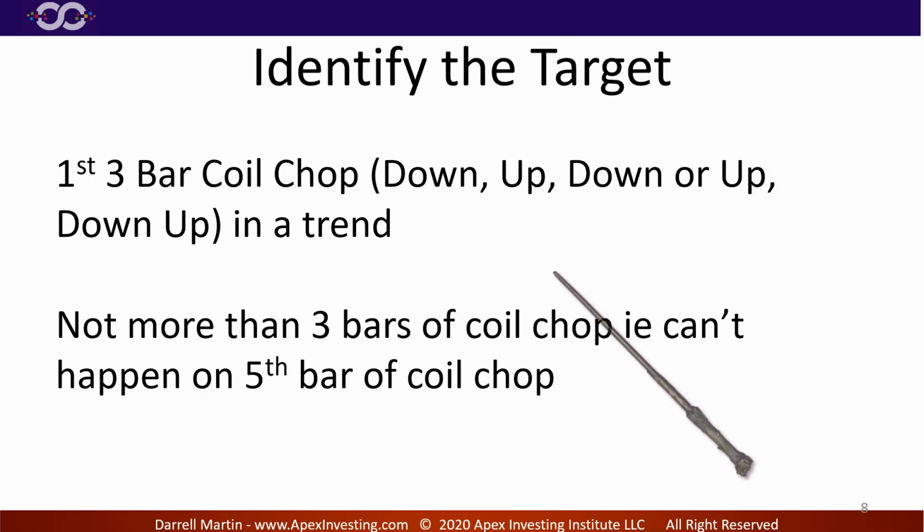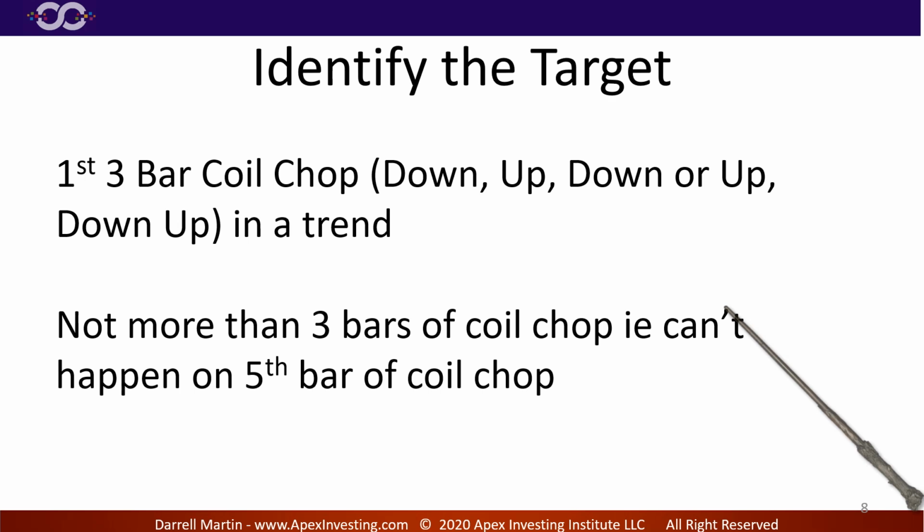So on identifying the target, here's what you're looking for. It's really simple. It's something that a lot of y'all have got good at identifying. You're looking for the first 3-bar coil chop in a trend, like down, or up, down, up. So when the markets went down and now it's going up, you're looking for the first one. You are not looking for one that's more than 3 bars of coil chop. If the setup happens on the 5th bar or 4th bar or 8th bar coil chop, the trade is invalid.